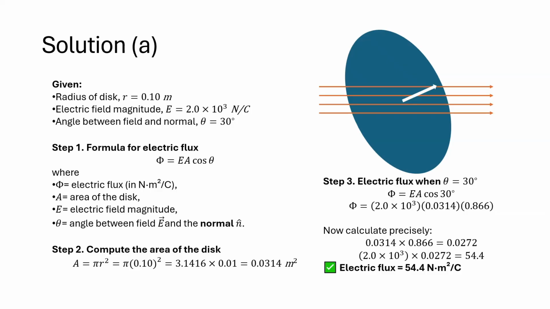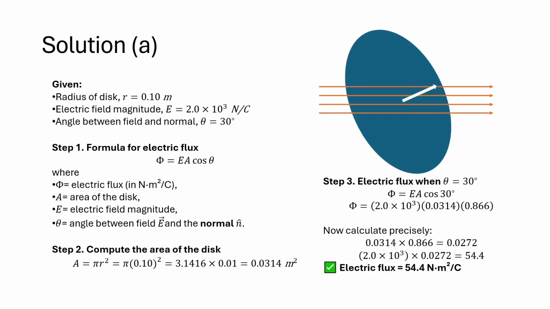In the problem statement, what are given are the following: the radius of the disk, that is 0.10 meters, the magnitude of the electric field, that is 2.0 times 10 to the 3 newtons per coulomb, and the angle between field and normal is 30 degrees. Now, since we're using degrees here, because the normal is inclined with the electric field lines, we have to select the appropriate equation to be used.